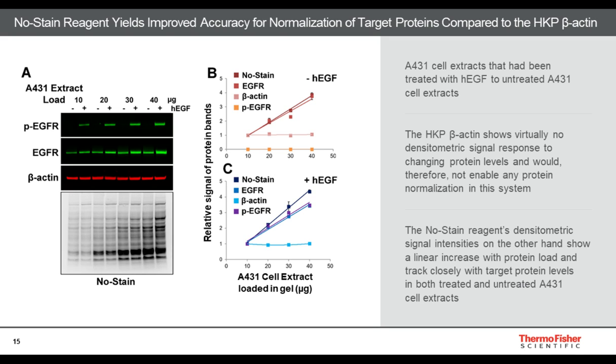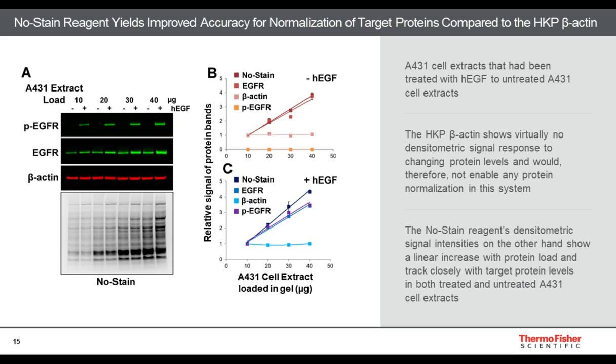Now, to assess data that might be more representative of the kind of results sought by researchers studying biochemical signaling pathways, we compared a quantification of target proteins from A431 cell extract that had been treated with human EGF, epidermal growth factor, to untreated A431 cell extract. Our findings are illustrated in this figure.